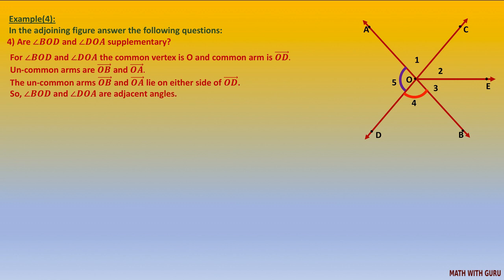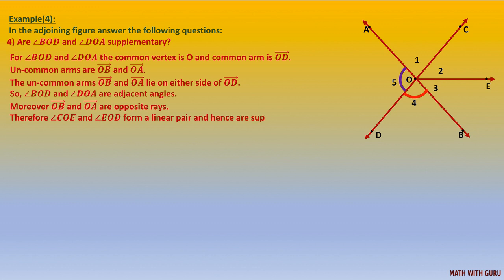So, angle BOD and angle DOA are adjacent angles. Moreover, OB and OA are opposite rays. Therefore, angle BOD and angle DOA form a linear pair and hence are supplementary.